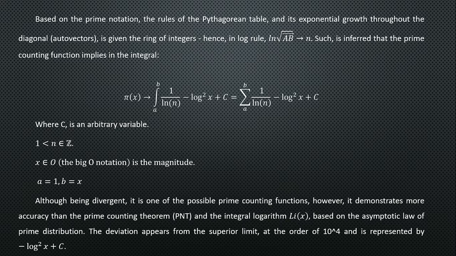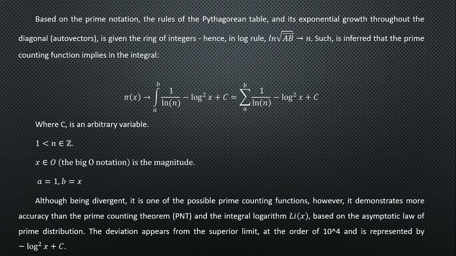Such is inferred that the prime counting function implies in the following integral, where c is an arbitrary variable n greater than 1 belonging to the integer set, and x being the magnitude. The limits, inferior, a equals 1. Superior, b equals x. Although being divergent, it is one of the possible prime counting functions.